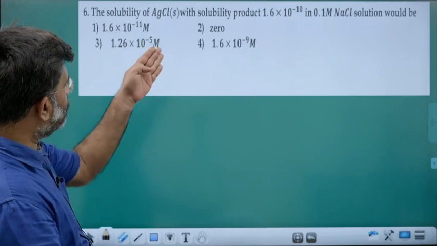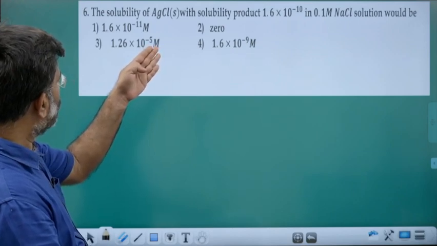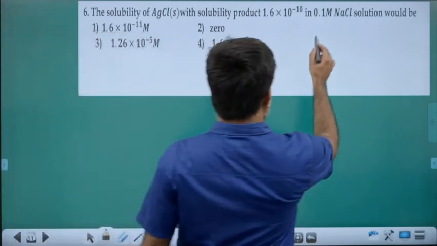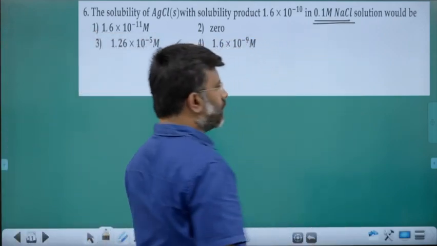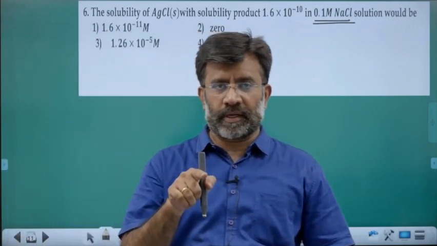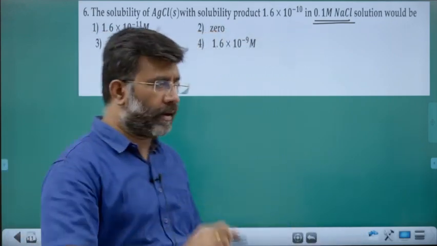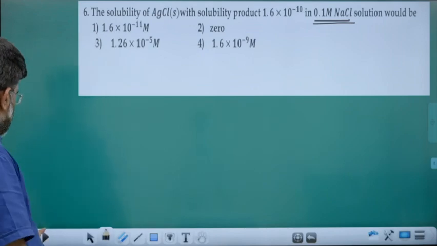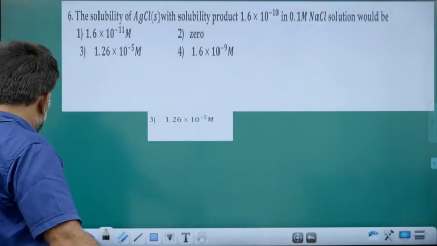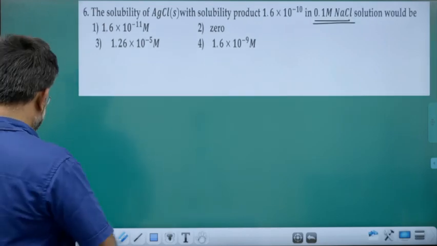AgCl, KSP given. What is the solubility in 0.1 molar NaCl solution? Similar question you might have done many times. How to solve it?